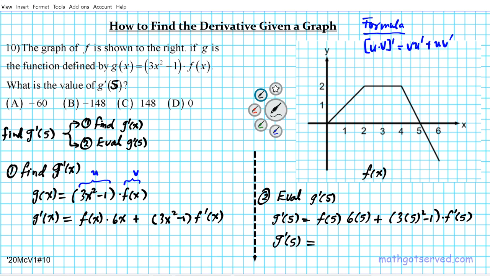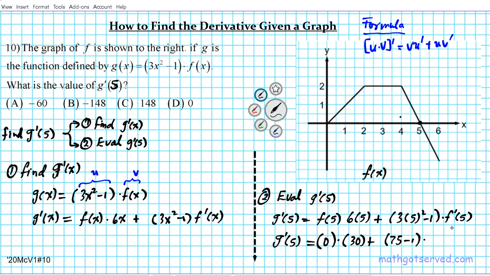So f of 5 just means evaluate the function at 5. f of 5 is 0, as you can see here. If your input is 5 on the graph, then your output is going to be 0. So f of 5 is 0. 6 times 5 is 30. Doesn't really matter because it's going to go away anyway. So this is 30 plus 5 squared, which is 25. 25 times 3 is 75. So we have 75 minus 1.